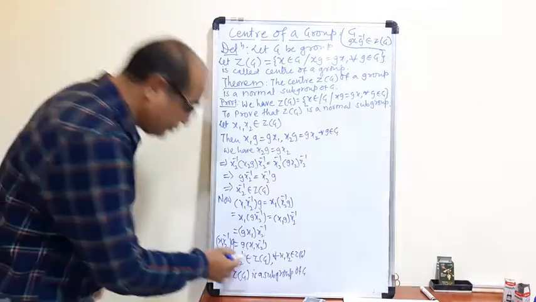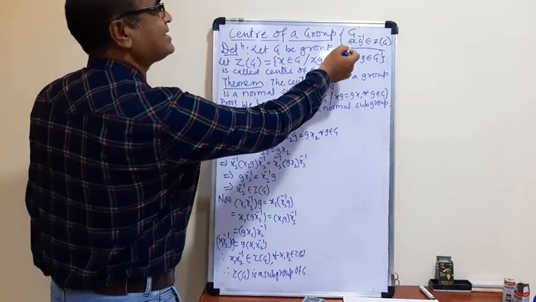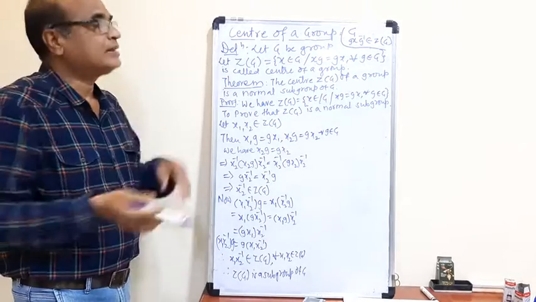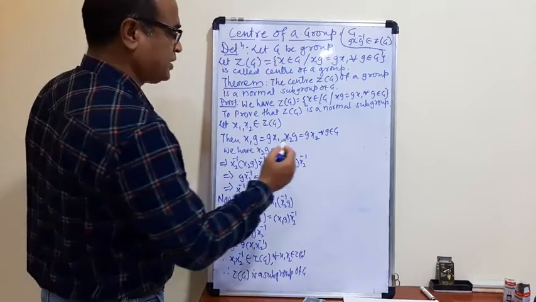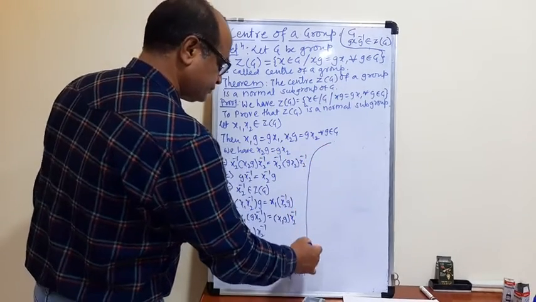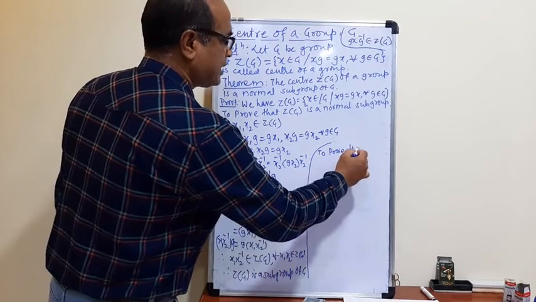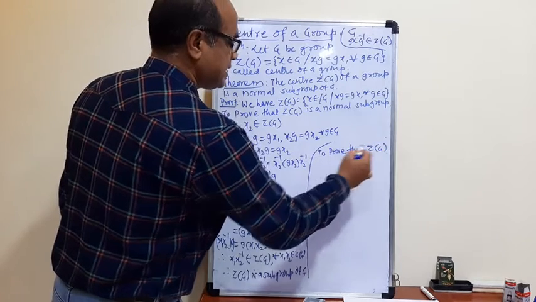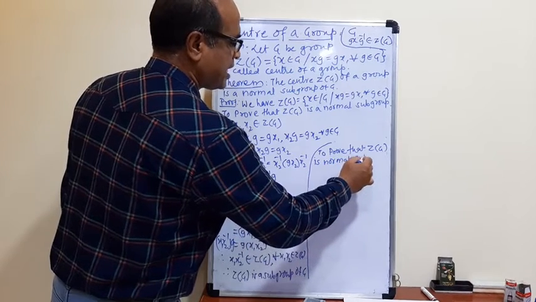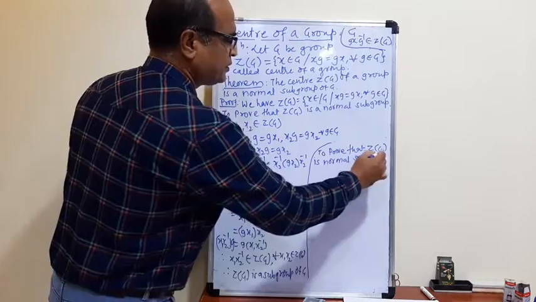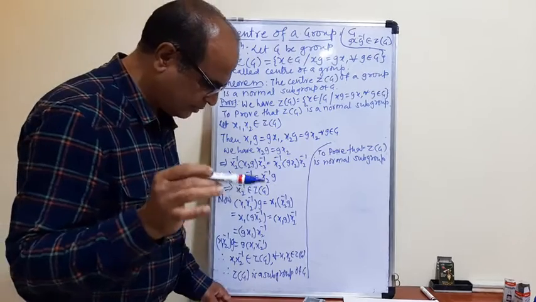What is the next part? Prove that Z(G) is a normal subgroup. This means prove that g x g inverse belongs to Z(G); then Z(G) is a normal subgroup. First we proved Z(G) is a subgroup, then we shall prove that Z(G) is a normal subgroup of G.